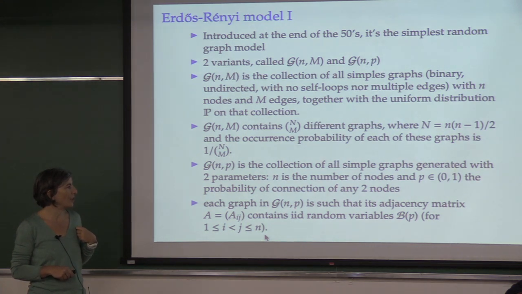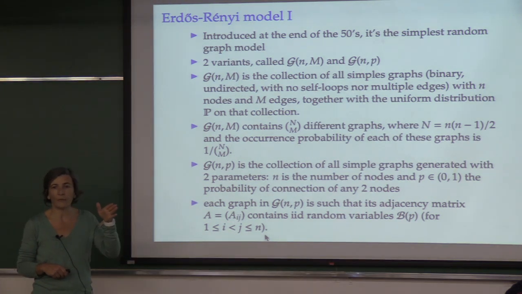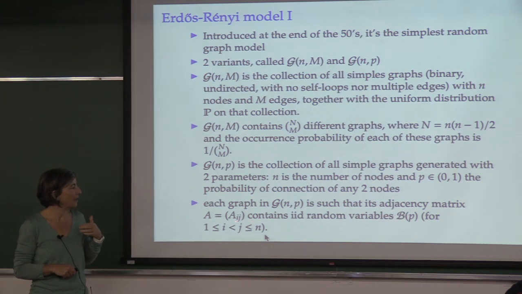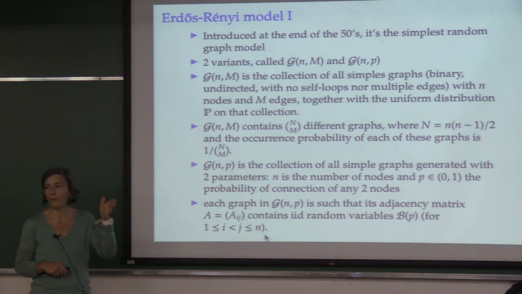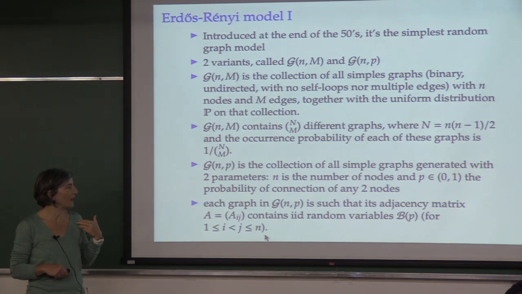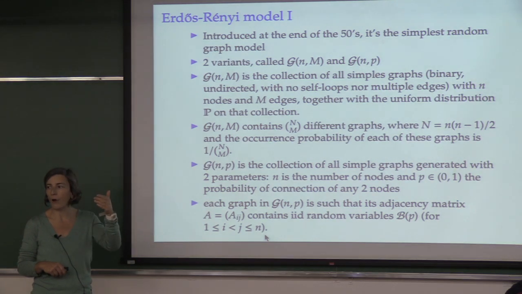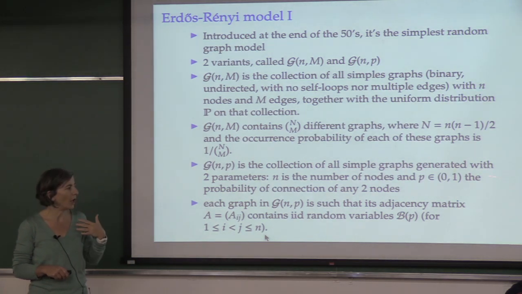So each graph GNP is such that the adjacency matrix A, the matrix that contains at the ij entry the value 1 if i and j are linked by an edge in the graph and 0 otherwise, contains iid random variables. I only consider i smaller than j, so I look at the upper triangular part of the matrix, otherwise I have repetitions. So these are iid random variables. They take only the value 0 or 1, so it's a Bernoulli distribution, and the parameter of the Bernoulli is p.